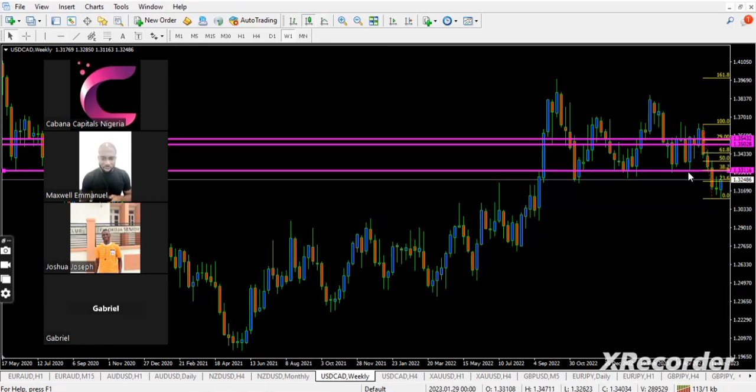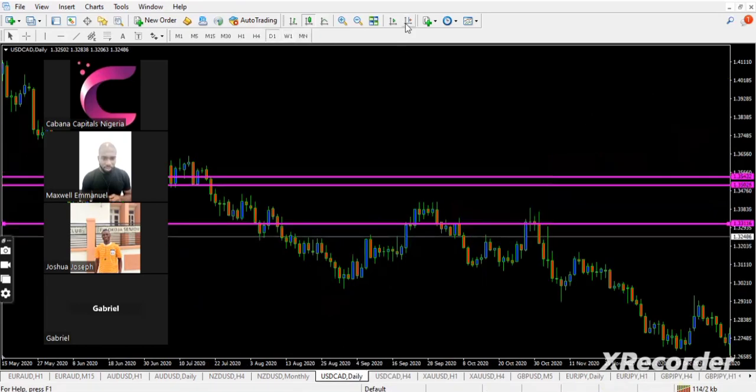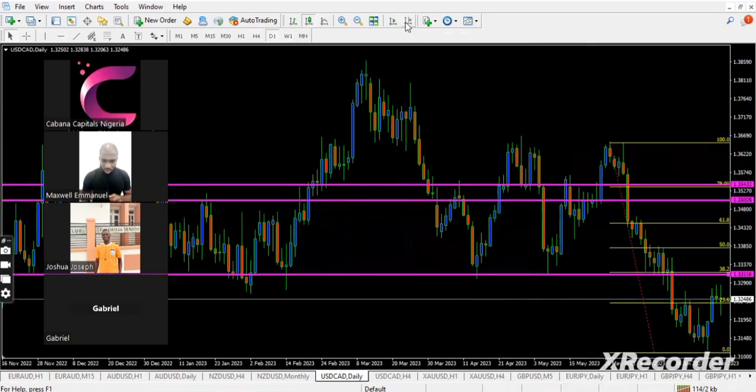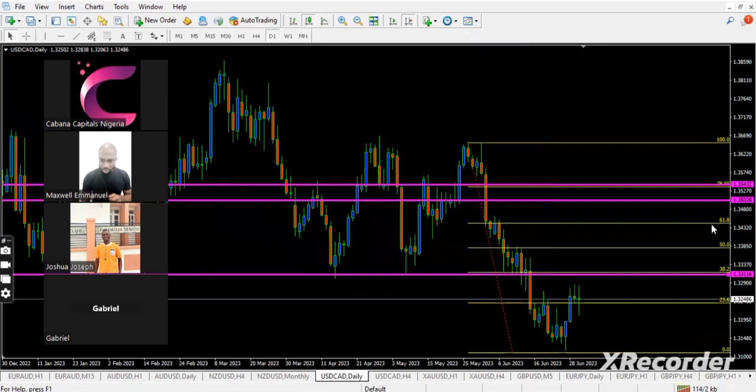So if you are buying, your target should be at this level, 1.350. That's about 200 pips. Let's go to daily. So you can see 61. At 61 on the daily time frame, we have a resistance level. So you can use it as your TP level. This could be your TP level.